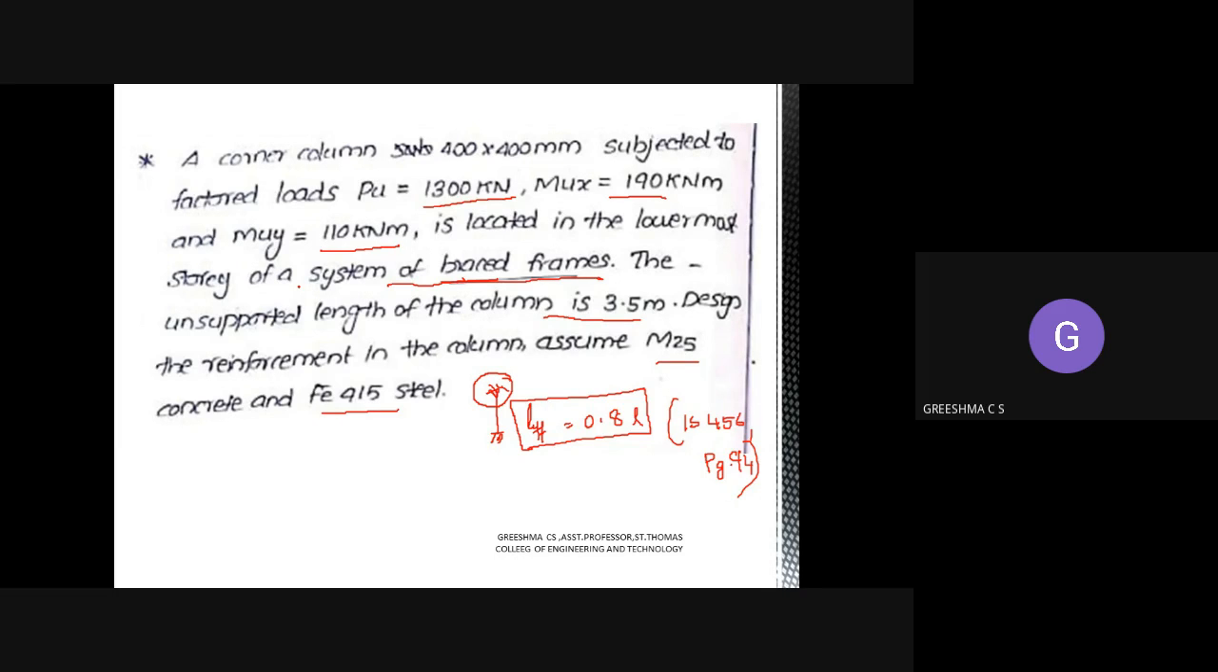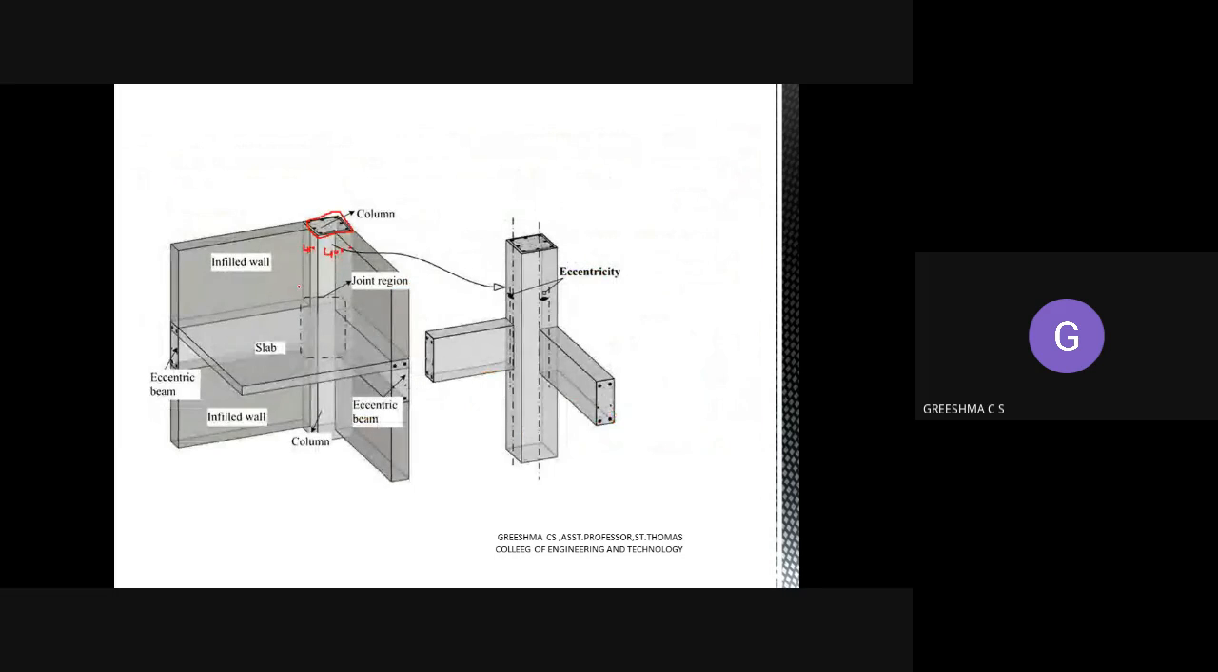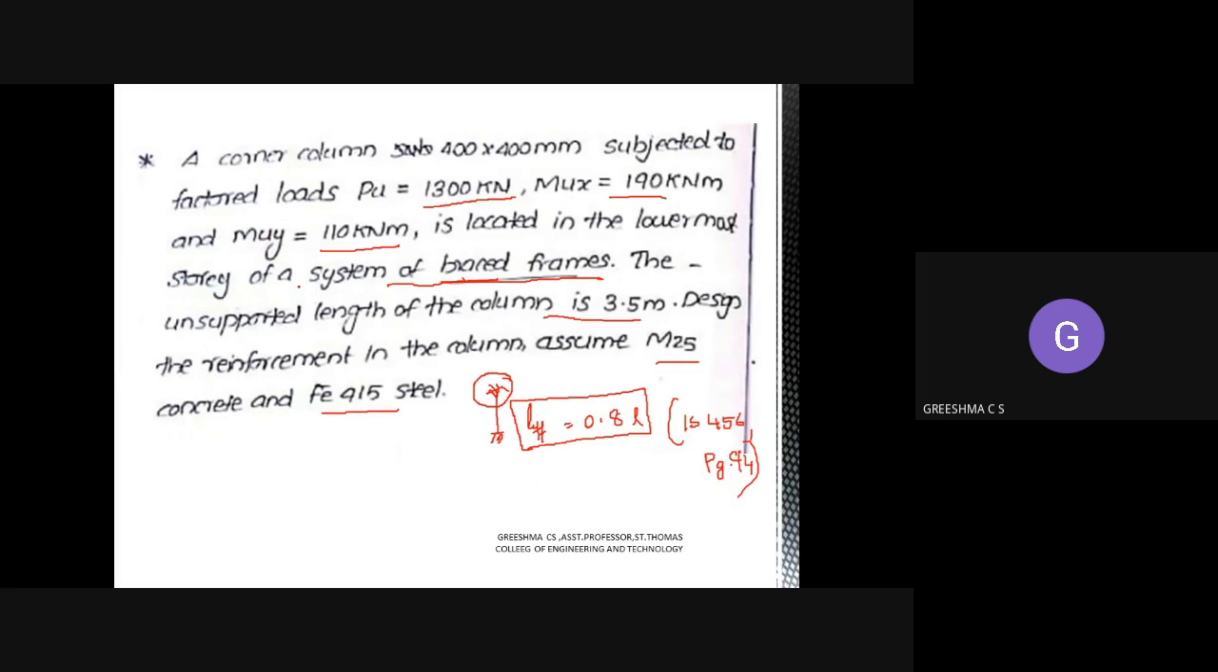They have only told you one detail: that this is a corner column and you have to decide. So you have to analyze what kind of column it is and design accordingly. There are two moments, in the x direction and y direction, so from this we can understand this is going to be biaxial bending. Now, coming to the first step, you have to find out the nature of the column, whether it is a short column or a long column.